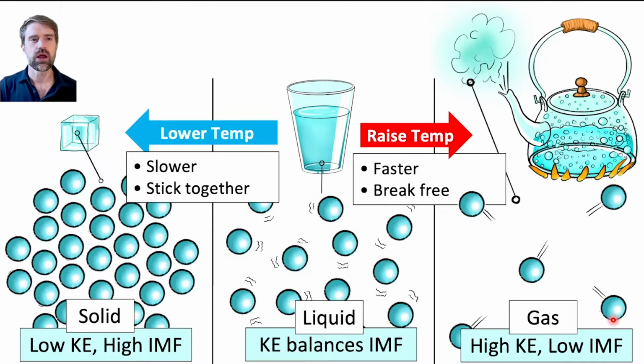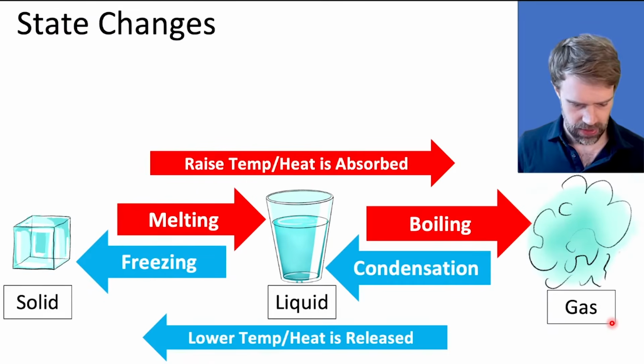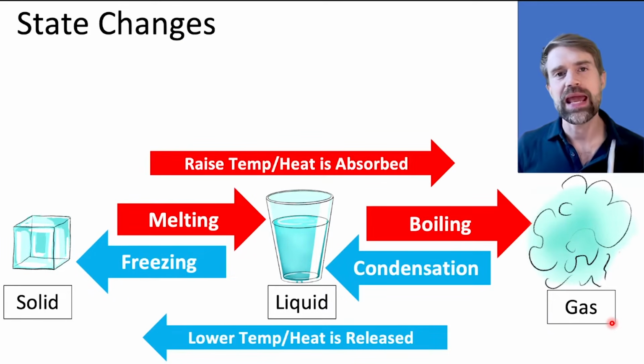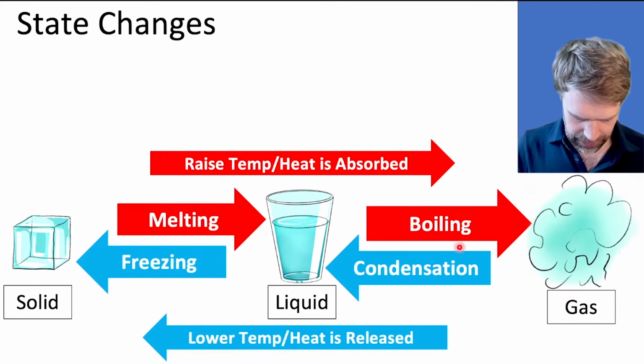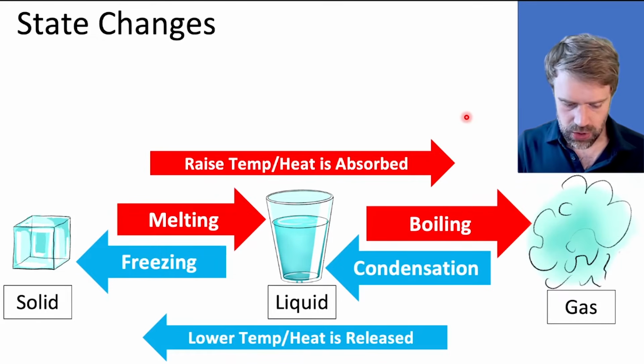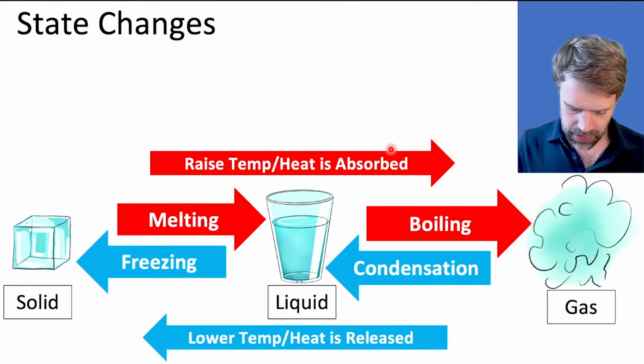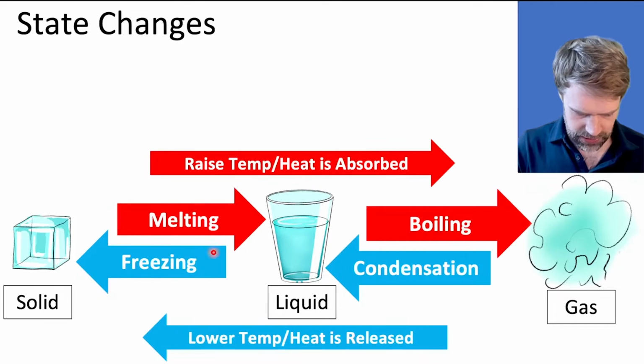So for the T's, you want to understand how these things relate. Temperature, kinetic energy, and intermolecular forces. Temperature, motion, and stickiness. You also want to make sure that you know the names of the phase changes and when they happen. Melting and boiling happen when you raise the temperature or when heat is absorbed. Condensation and freezing happen when the temperature is lowered and when heat is released.